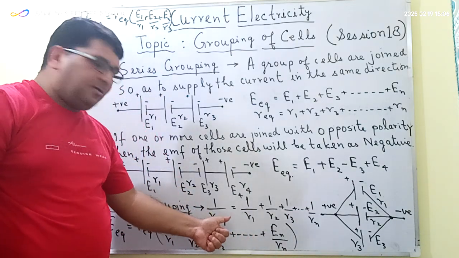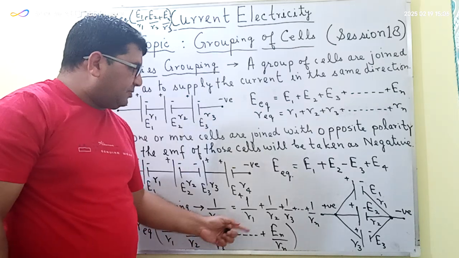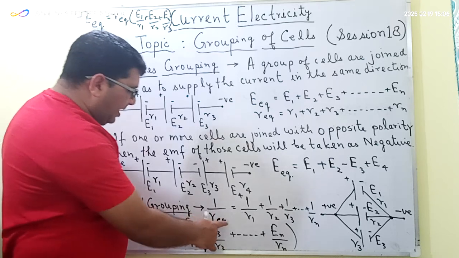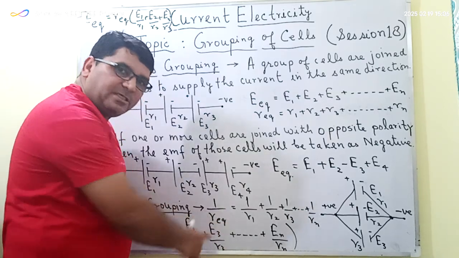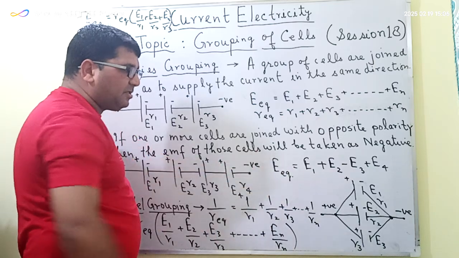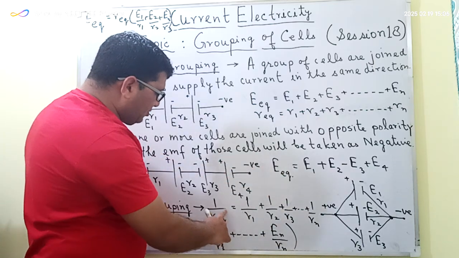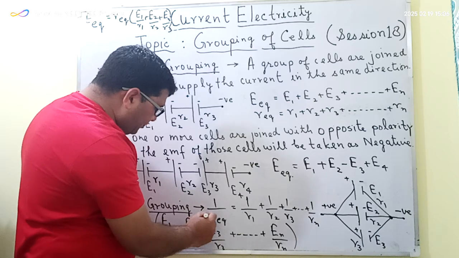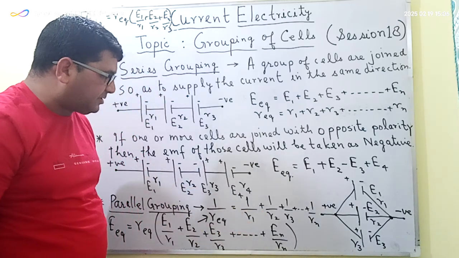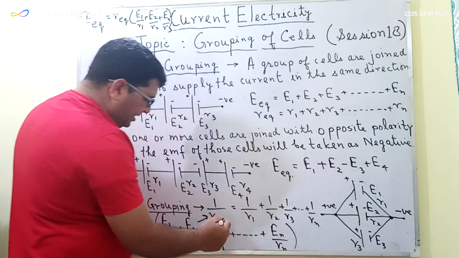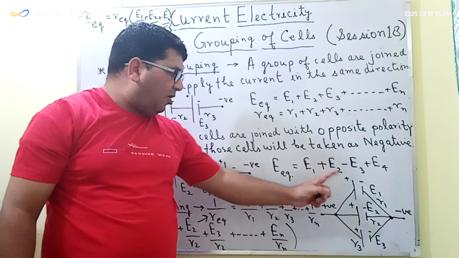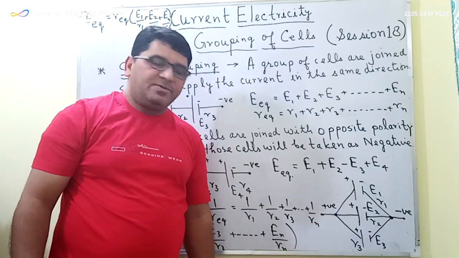And the equivalent internal resistance of n cells which are connected in parallel to each other is given by this formula, that is 1 upon Req, where Req is the equivalent internal resistance of that parallel grouping of cells, and this is equal to 1 by R1 plus 1 by R2 plus 1 by R3 and so on up to 1 by Rn. And here Req is the equivalent internal resistance of that parallel grouping of cells.